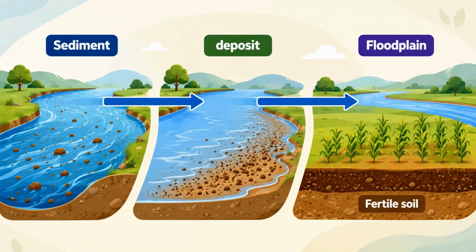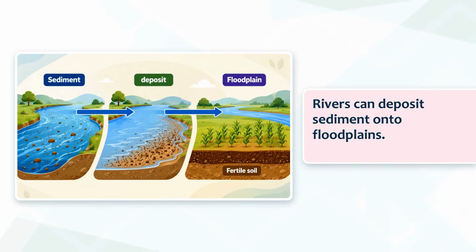Sediment is material carried by water. When a river deposits sediment on nearby low land, the deposits can help build a floodplain and make its soil fertile. Follow the same material through all three stages. Rivers can deposit sediment onto floodplains. The deposits can help form fertile soil.